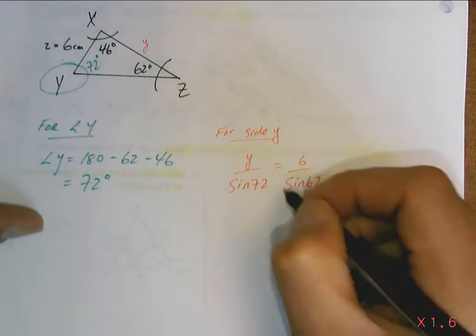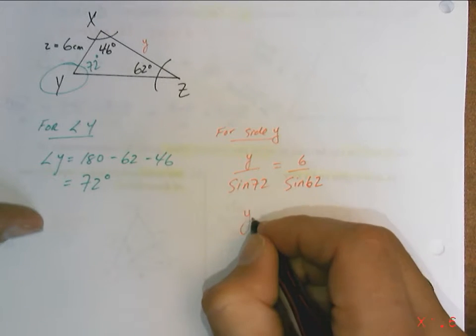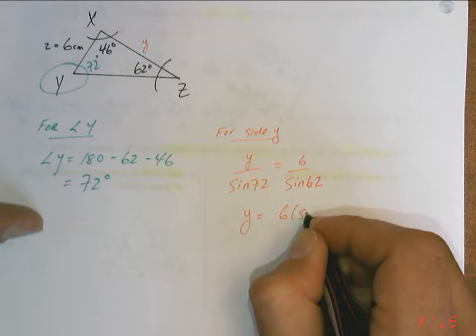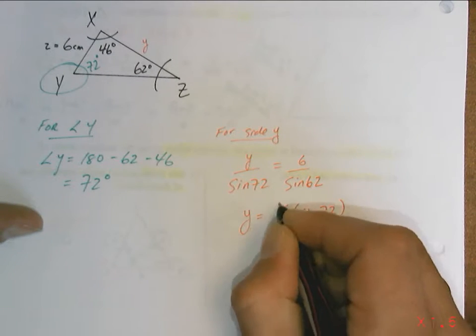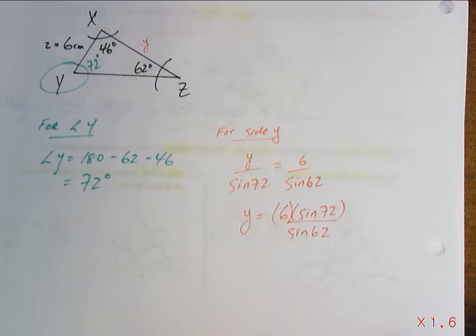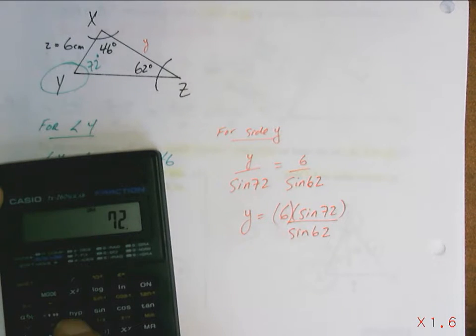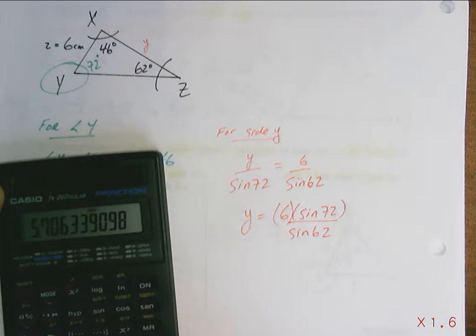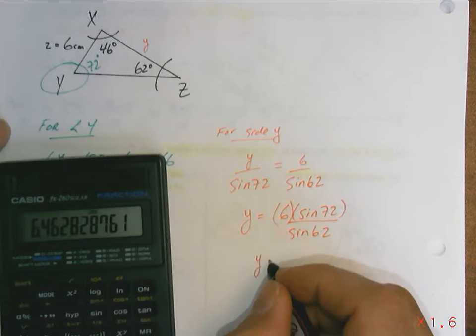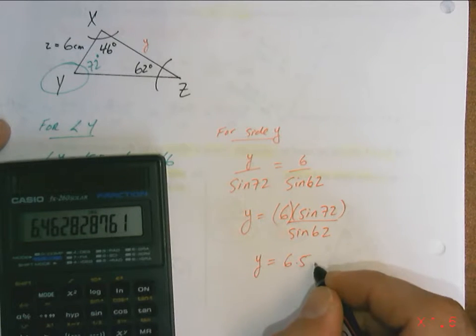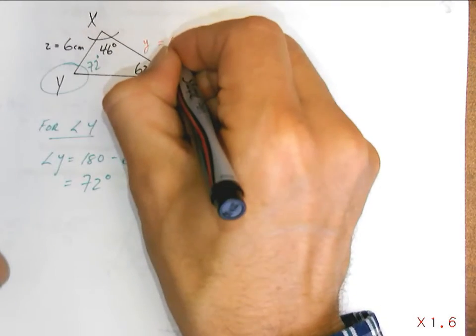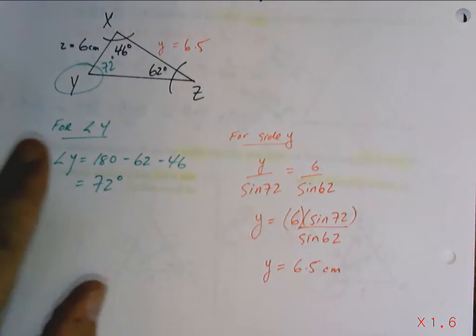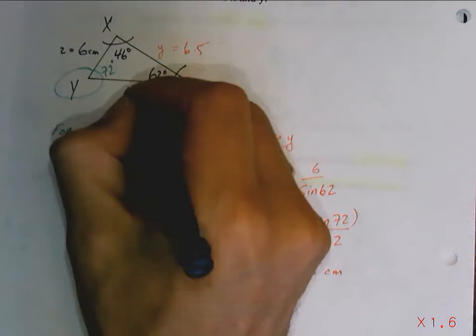As we've talked about, there's cross-multiplying going on, but as we've also discussed in the last couple of weeks, we can shorten that up. Using your calculator, that's going to work out to sine 72 times 6 divided by sine 62 equals, and you get y equals approximately 6.5 centimeters. Okay. So how are we doing? We're doing just fine. What we want to do now is get this side, side x.